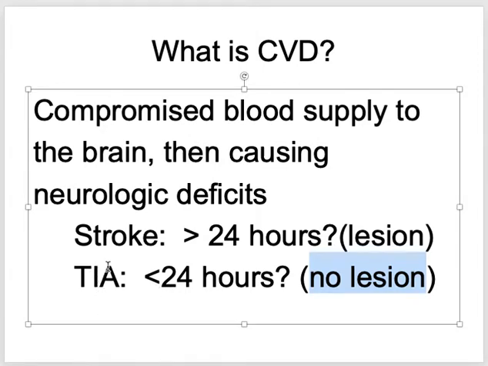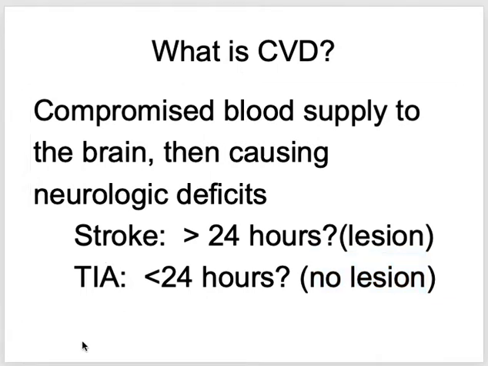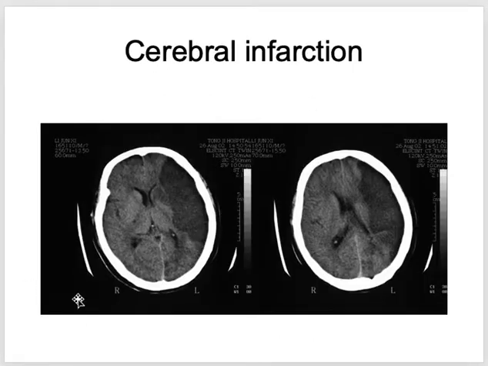Transient ischemic attack. Now, transient ischemic attack is, you can say, a ringing bell that the stroke is coming or the person is at risk of stroke. For example, you can see this one. This is the CT scan for cerebral infarction. And you can see over here a big hypodense area here as well as here.